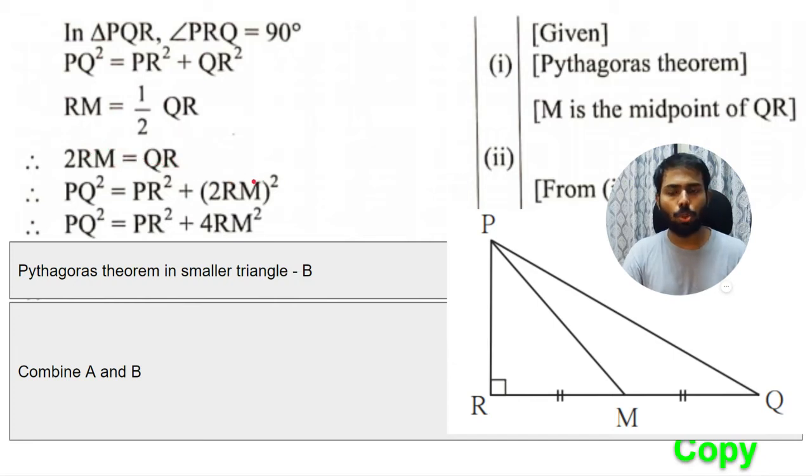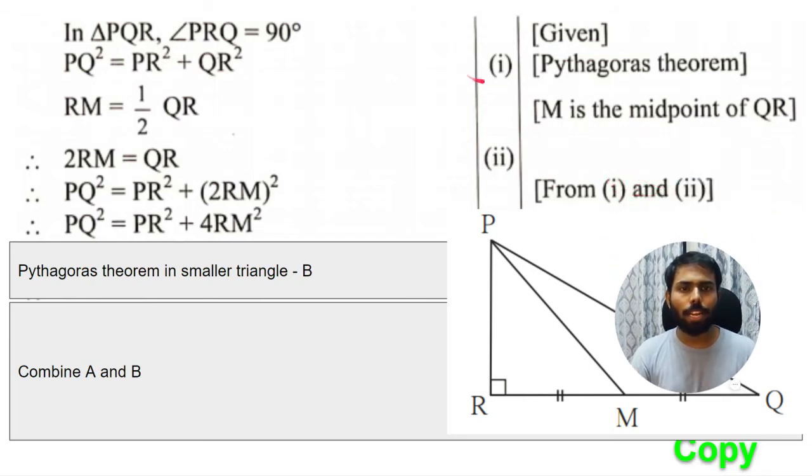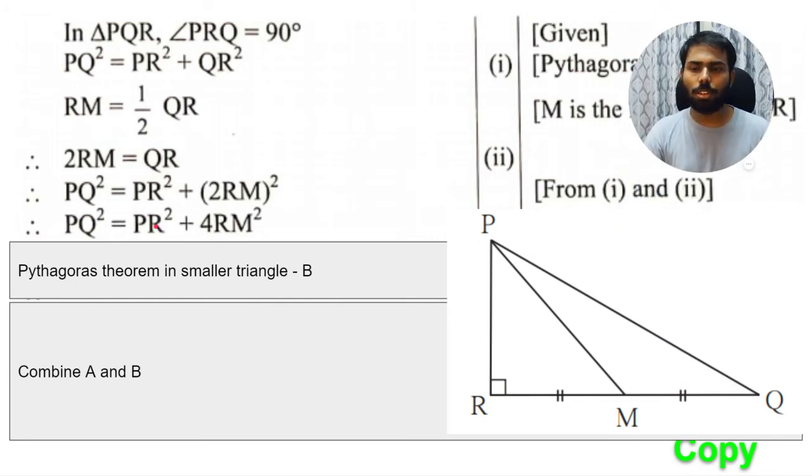So 2RM the whole square I've written. So opening the bracket I will get 2 square is 4 and RM square को वैसे के वैसे लिखना पड़ेगा, right? इसका रीजन क्या लिखोगे? From 1 and 2. We are combining 1 and 2, right? 2 में जो यहाँ पे QR का एक्सप्रेशन दिया था उसको हम इस वाले QR में सब्स्टिट्यूट करते हैं. So from 2 and 1. So I've got this new expression. I'll call this as expression number 3.